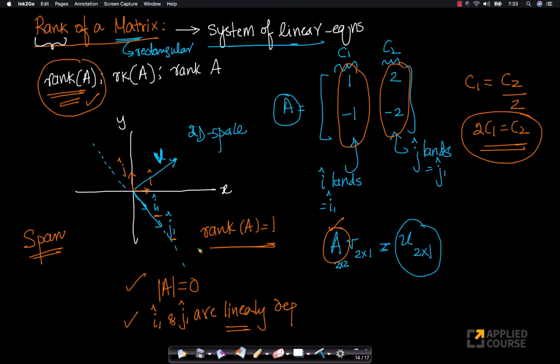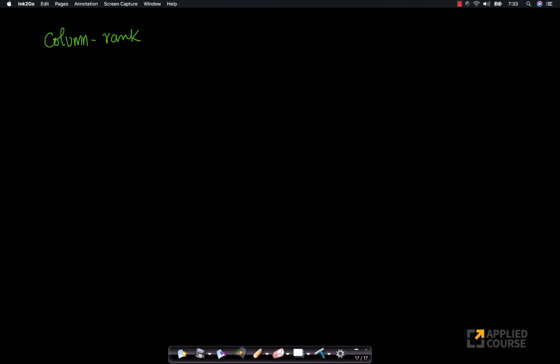Again, there is an interesting concept here called the column rank and the row rank. Till now, what we have been discussing is called the column rank, because everything that we have been thinking of till now is based on the columns. Similarly, we can also define a concept called a row rank. In the case of a row rank, you define everything with respect to the rows of the matrix.